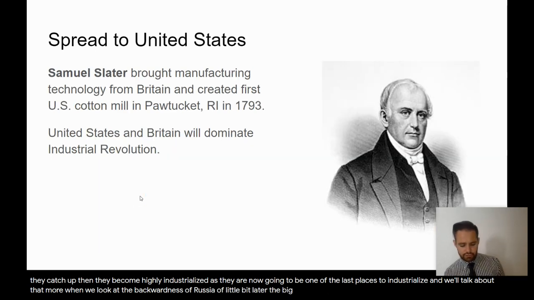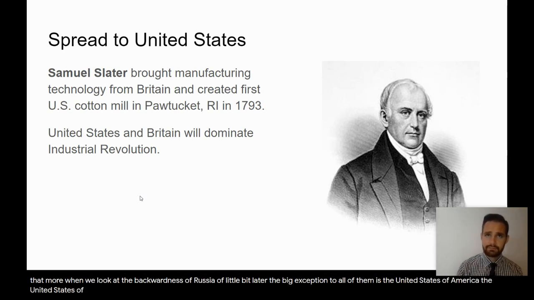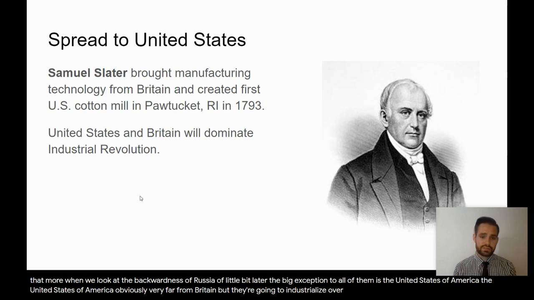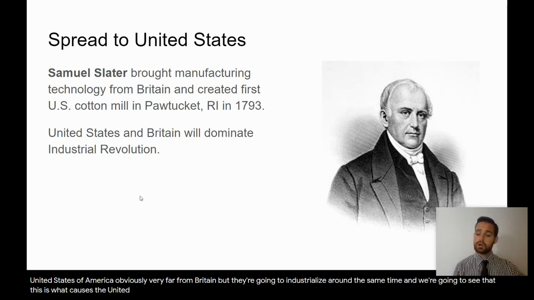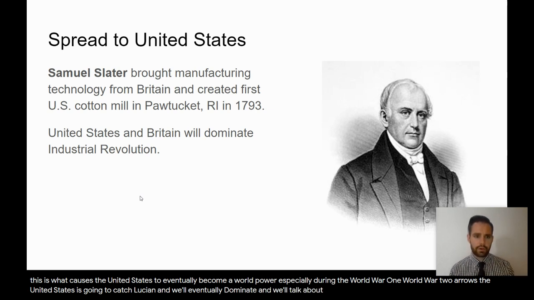The big exception to all that is the United States of America. The United States of America, obviously very far from Britain, but they're going to industrialize around the same time. And we're going to see that this is what causes the United States to eventually become a world power, especially during the World War I, World War II eras. The United States is going to catch up to everyone else during the Industrial Revolution and will eventually dominate. And we'll talk about that more in Unit 7.